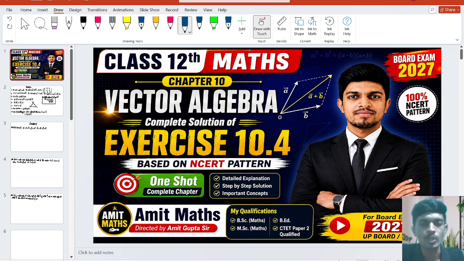So our topic today is class 12 math, vector algebra, complete solution of exercise 10.4, which is based on the NCERT pattern, and a one-shot complete exercise of 10.4. We will solve it in detail, step by step, with important concepts. In the previous lecture we studied all the theory of exercise 10.4. If you have not watched it, please watch it, then proceed with this lecture. Okay, so we will begin.